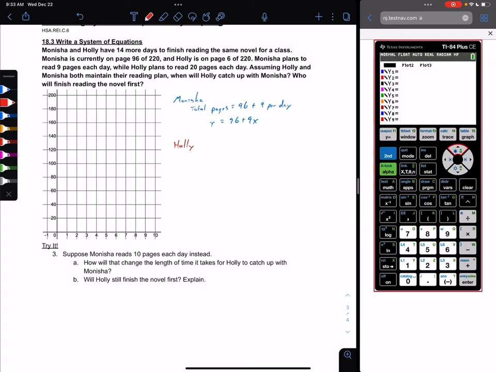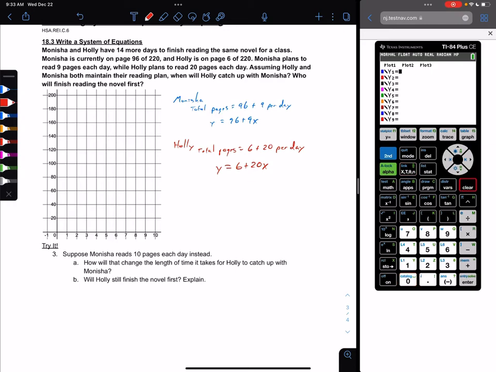And Holly, right now, her total pages is going to be equal to page 6 plus 20 per day. So we can write that as y equals 6 plus 20x. All right, so I'm going to type each one of these into my graphing calculator so we can go through some of the steps here. So 96 plus 9x and 6 plus 20x.